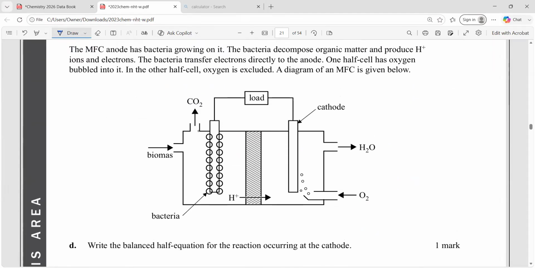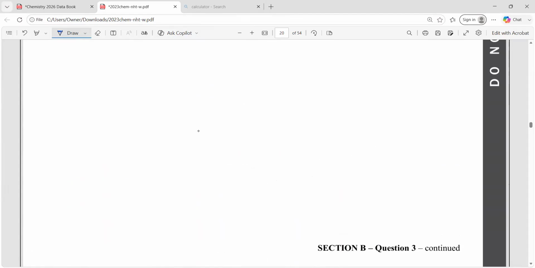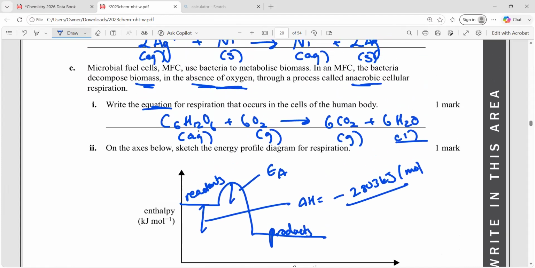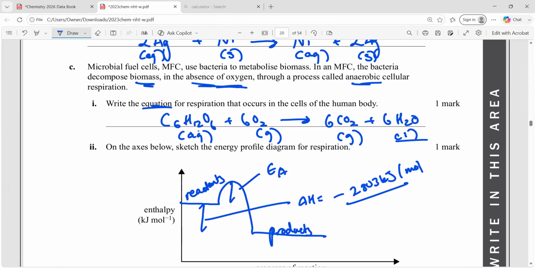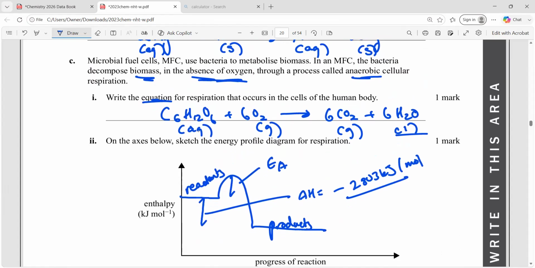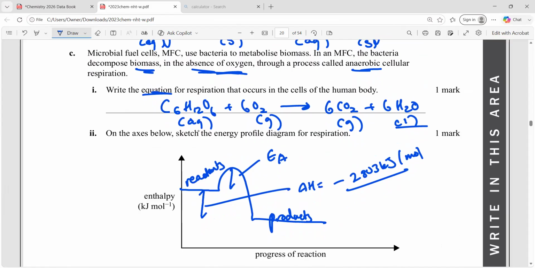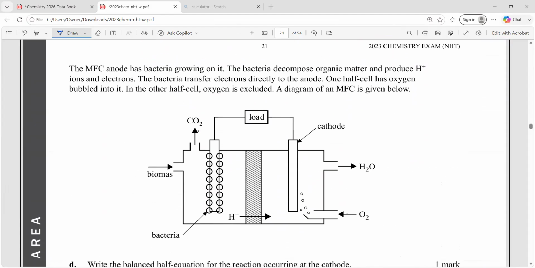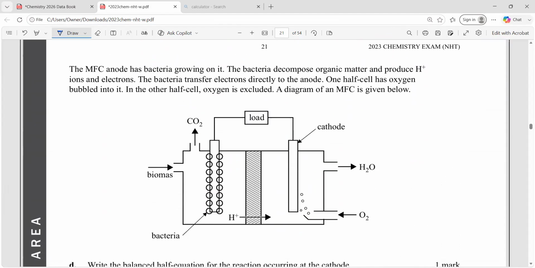The MFC anode has bacteria growing on it. The bacteria decompose organic matter and produce H+ ions. So they're using bacteria to metabolize biomass. Okay, so basically this is probably an anaerobic environment.